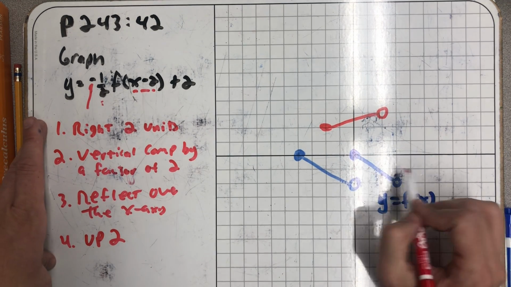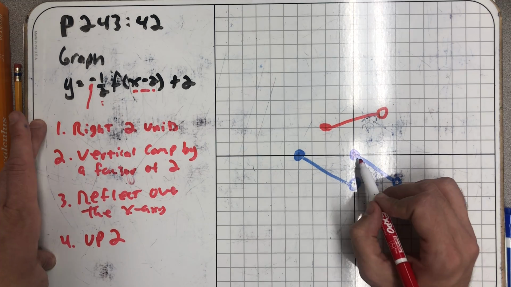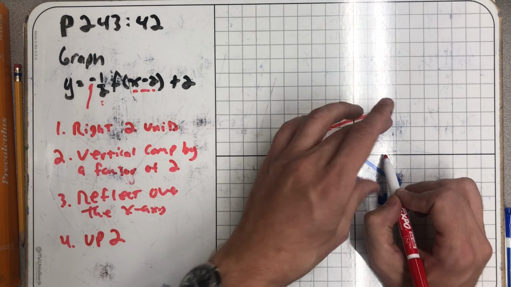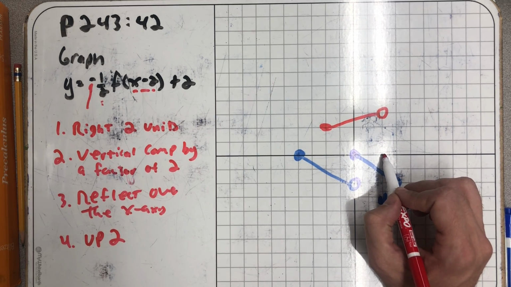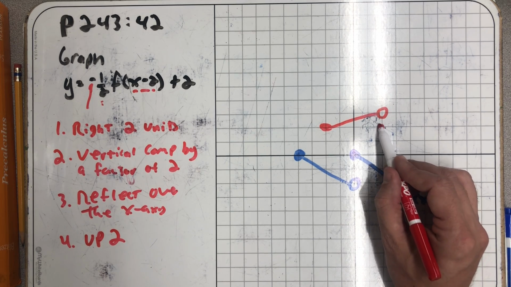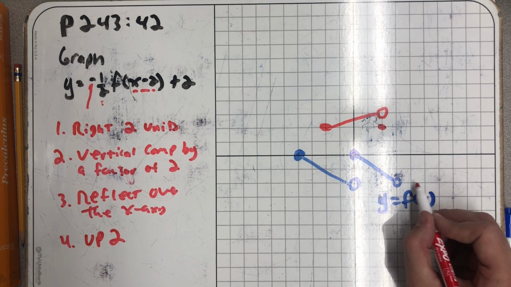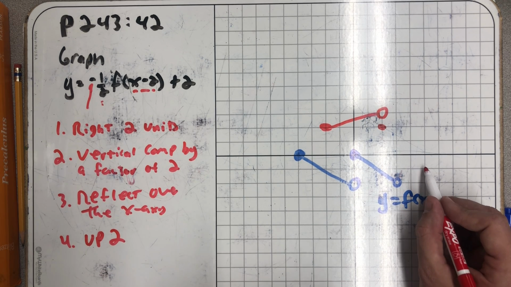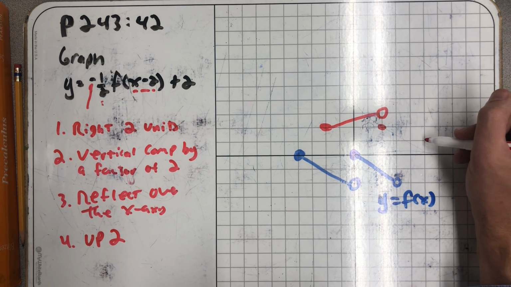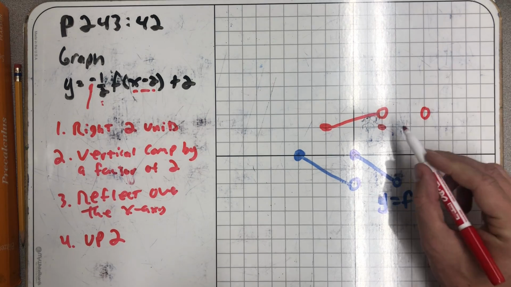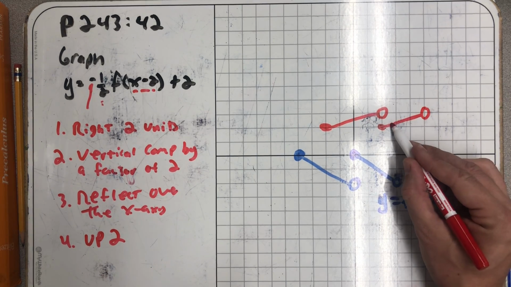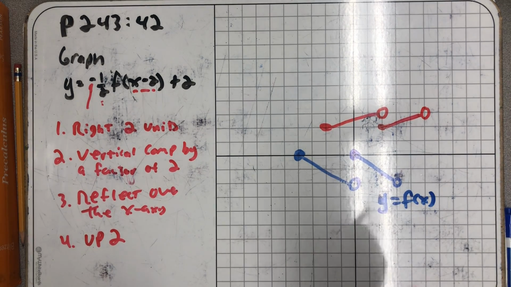Do the same thing with this filled in circle and this open circle. Right 2, compress, reflect, up 2. All right, right 2, compress, reflect, up 2. And there's my new function.